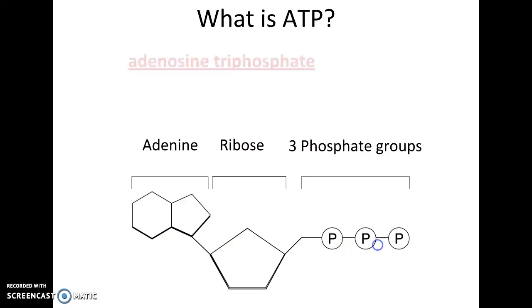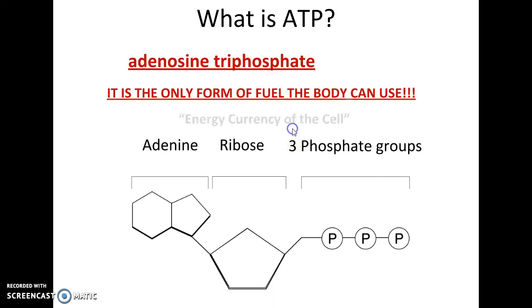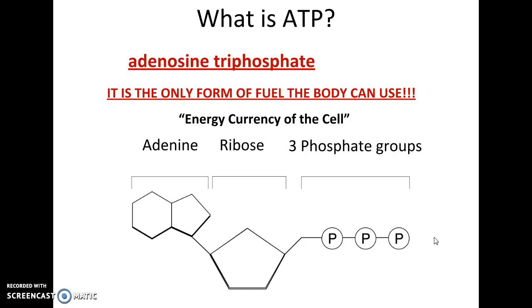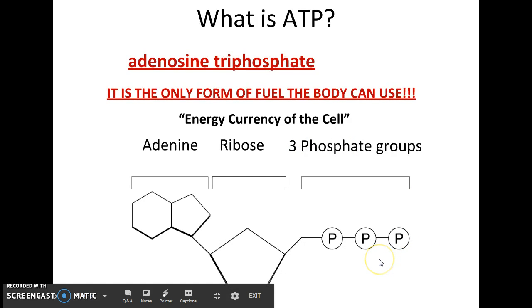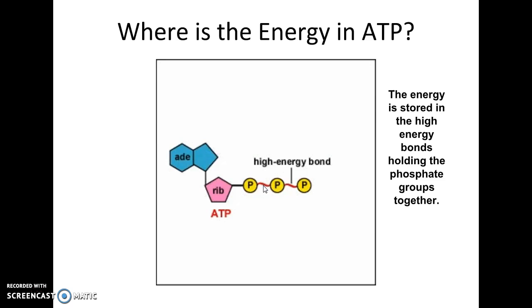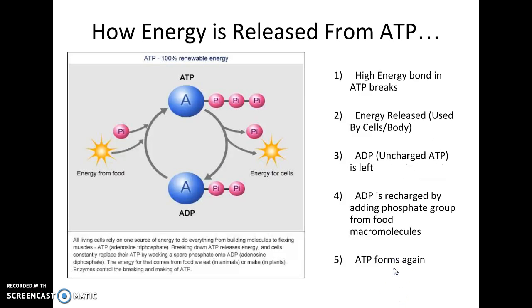So ATP stands for adenosine triphosphate. The ATP comes from this name. And it is the only fuel that cells can use. We call it the energy currency of the cell. And here's its structure. Now, the energy in ATP is actually stored in these high energy bonds between the three phosphate groups. And I want you to think of ATP as a battery.